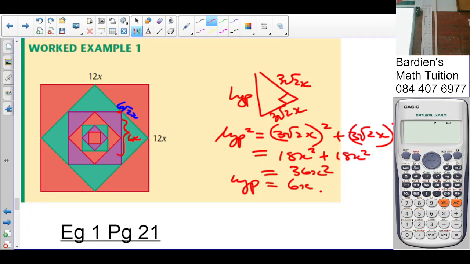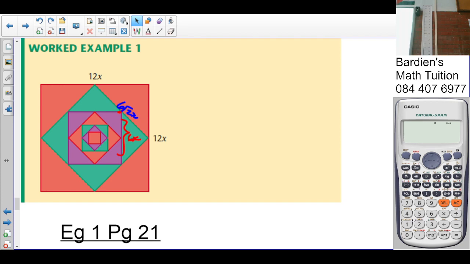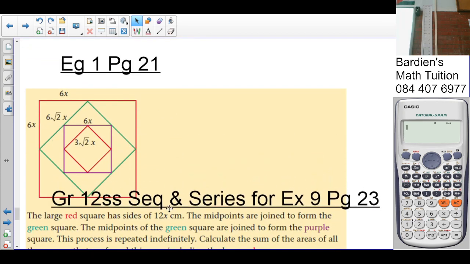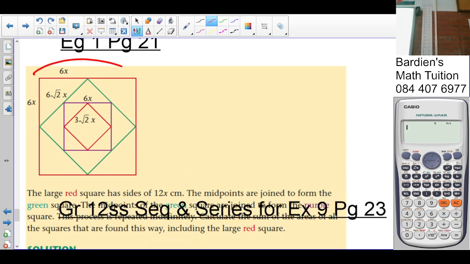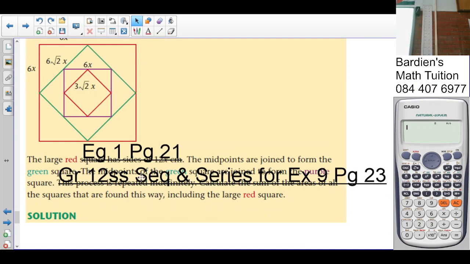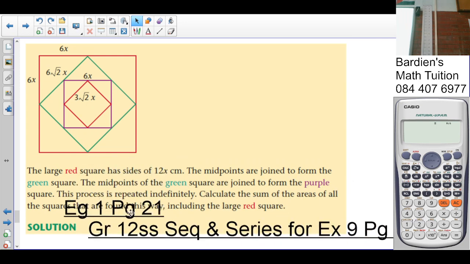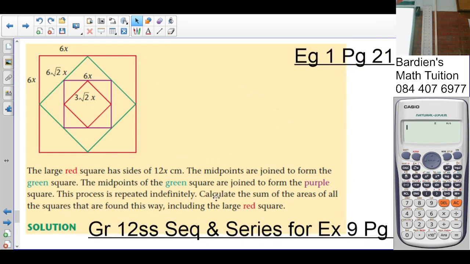So basically that's how they get these lengths here. Remember that this whole length here was 12x. This length there is 6 root 2x, that is 6x. If you carry on, that will be 3 root 2x, and so on and so on. But remember, the question was with regards to the area. You must calculate the area if this process carries on indefinitely.